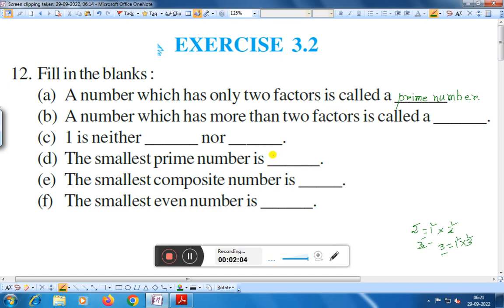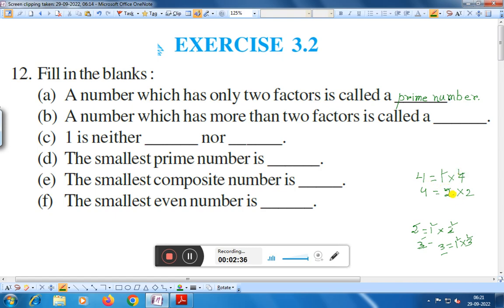B, a number which has more than two factors is called a dash. More than two factors. We are taking one example. Suppose the number is 4. We can write 1 into 4, or you can write 4 is equal to 2 into 2. How many factors are there? You see 1, 2 and 4 are the factors of 4. That means more than two factors.